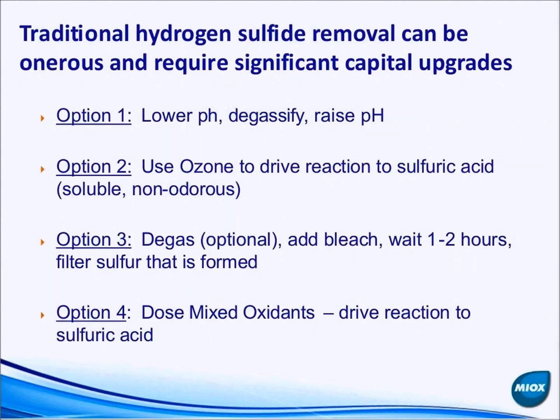The most common option that you see in drinking water treatment plants is to put in a degasifier to degasify as much of the gaseous phase as you can, to reduce your total bleach cost or your total hypochlorite cost. Add bleach, and as I mentioned, the reaction with bleach is still relatively slow even to get to elemental sulfur. Usually you'll put in about a 1 to 2 hour detention tank, and then filter through granular media filters the sulfur that has been formed.